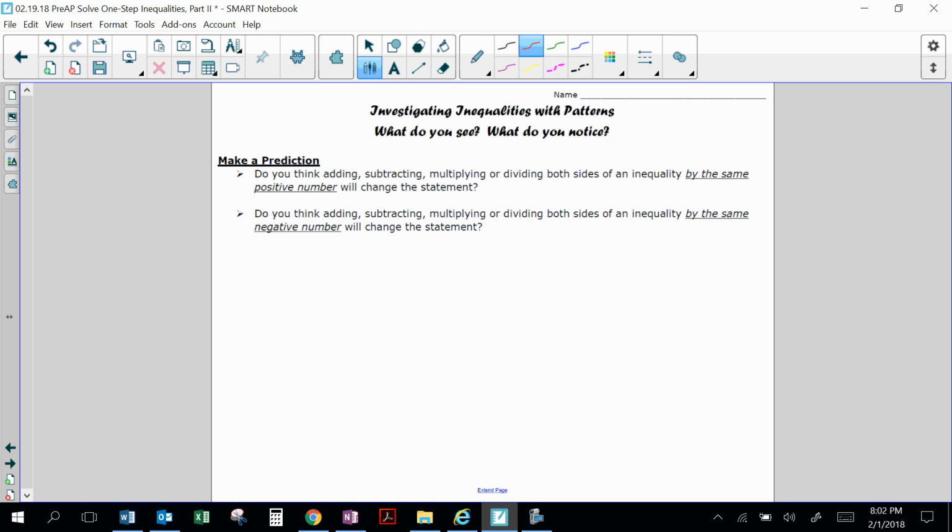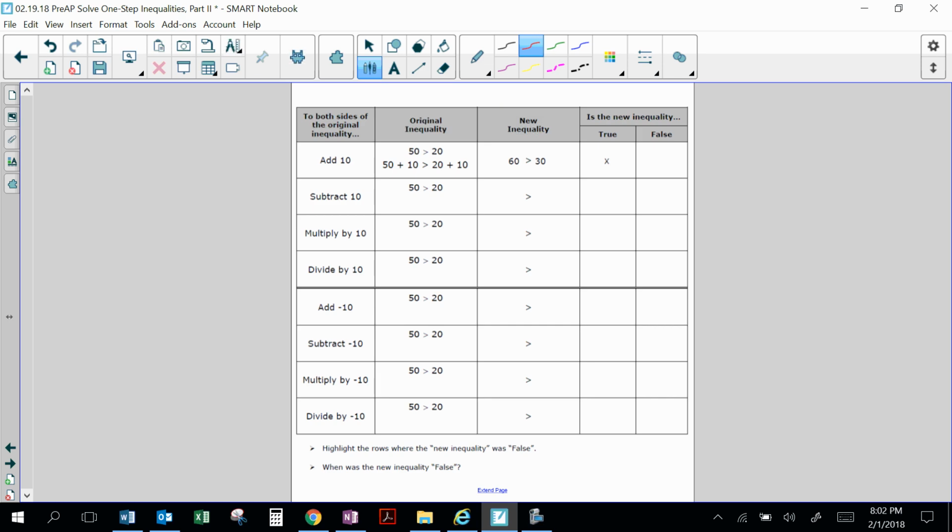Well, we're going to make a prediction. So what do you think about this? I'm not sure on that one. We'll see. So to do this activity, you are going to add 10 to both sides of an inequality. Then you're going to write down a new inequality and tell me if it's true or not.